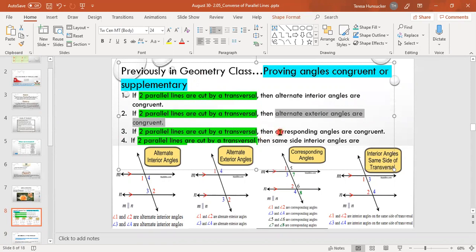The next statement's converse would switch the part of the statement that follows the if with the part of the statement that follows the then. So corresponding angles are congruent. If corresponding angles are congruent, then parallel lines are cut by a transversal. And lastly, if same side interior angles are supplementary, and that's missing. All right, so supplementary is what should be here.